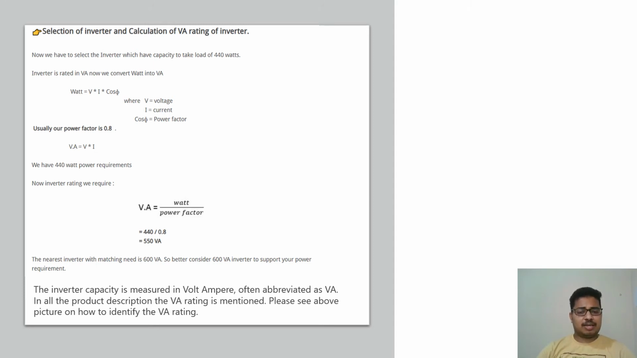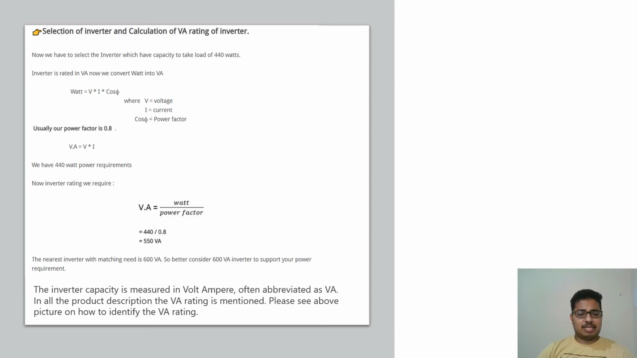So you just check what is the next available size in the market. You can just Google it. In Google also you can check what are the different sizes of inverter available. Some are 600, 750, 850, 1000. So like that, different VA rating inverters are available in the market. So I checked on Amazon. A 600 VA inverter is available. So I just kept 600 here, for example.